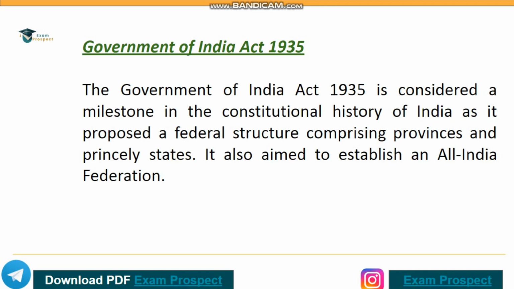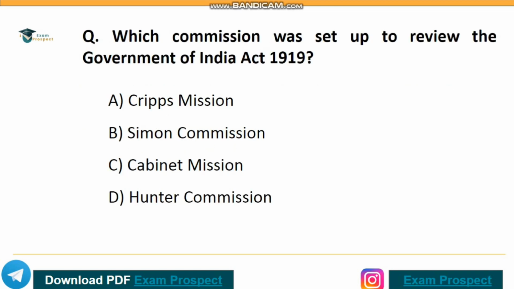And with this, I'm leaving this question for you. Which commission was set up to review the Government of India Act 1919? Option A, Cripps Mission. Option B, Simon Commission. Option C, Cabinet Mission. Option D, Hunter Commission.